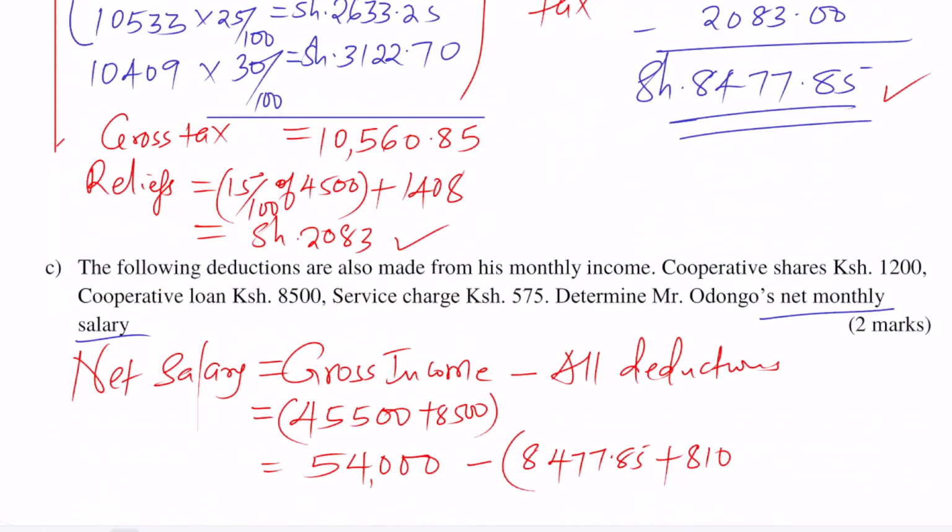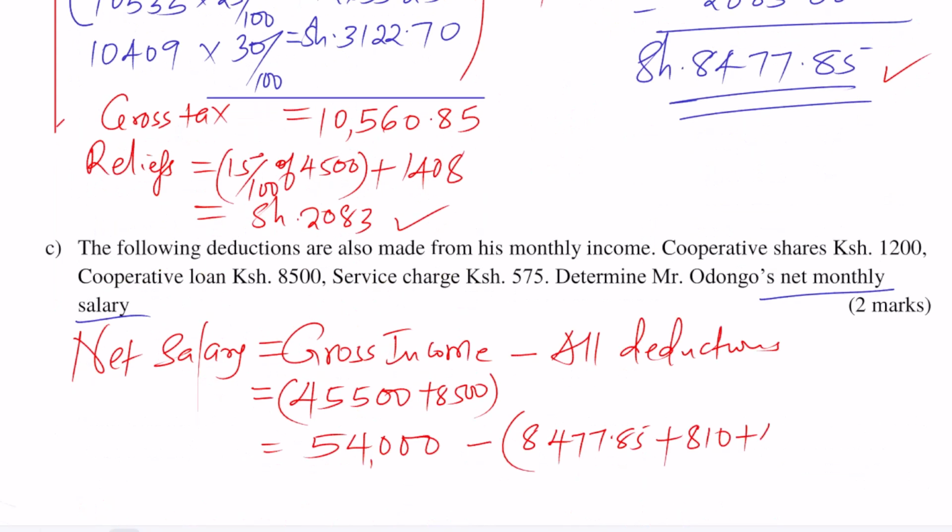So we add 4,500. Then from there, we have the cooperative shares. This is part C. Cooperative shares will be 1,200. And then we have the cooperative loan, 8,500. And then we have the service charge, 575. So those are all the deductions.